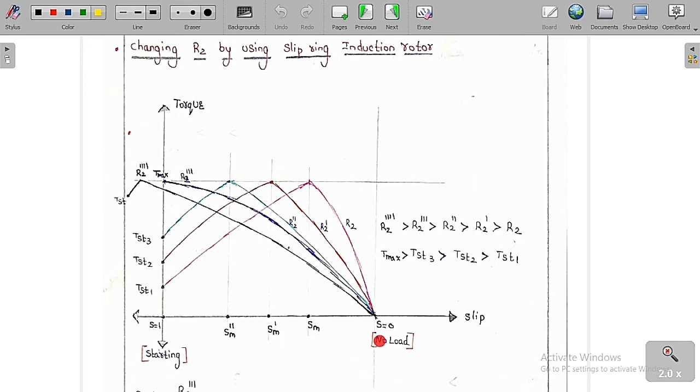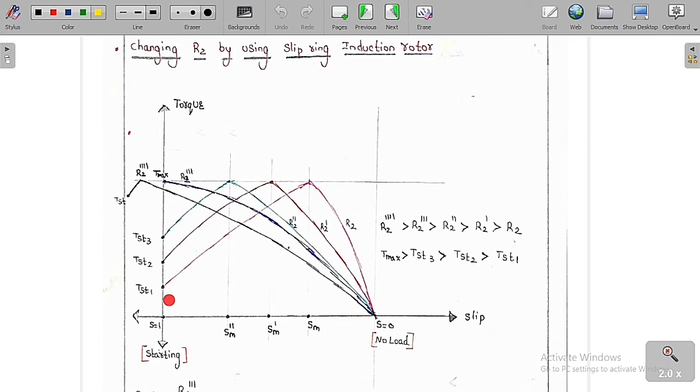As I already told you, whenever the slip is increasing from 0 to Sm, the torque is directly proportional to S. So whenever the S increases, the torque also increases. Whereas from Sm to S equal to 1, as the slip increases, the torque will decrease. I have already told this one. So let me assume this is the first graph we are going to get. This is the R2 resistance and the starting torque is TS1.